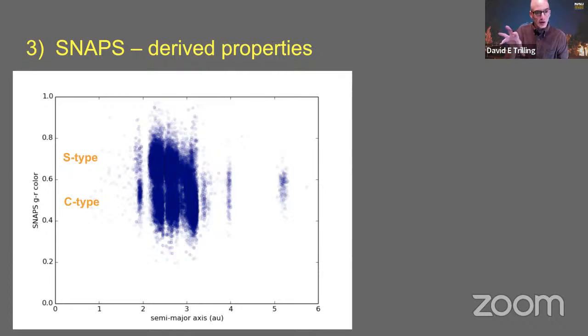Okay, let me now also talk about our derived properties. Those were all histograms. I want to make some plots here of different properties against each other. So this is semi-major axis on the bottom, which is distance from the sun. So the sun is at 0, Earth is at 1, and the main asteroid belt is between about 2 and 3.5 AU. And now I've got, again, that G minus R color on the vertical axis here. And S-types, again, are about here, and C-types are about here. And it's hard to tell in this plot, but there's a density of objects here, S-types in the inner belt, and a density of objects here, C-types in the outer belt.